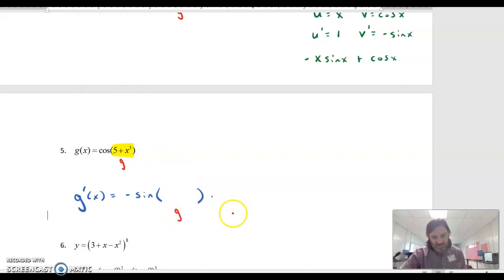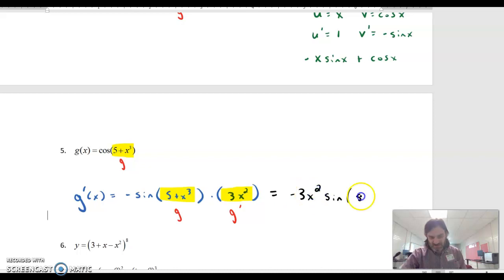So we'll put our g in here and our g prime at the end. So my g was 5 plus x cubed, and my derivative of that would be 3x squared. So I can very easily see you wanting to rearrange that. No need to, but if you do, you can say negative 3x squared times sine of 5 plus x cubed.